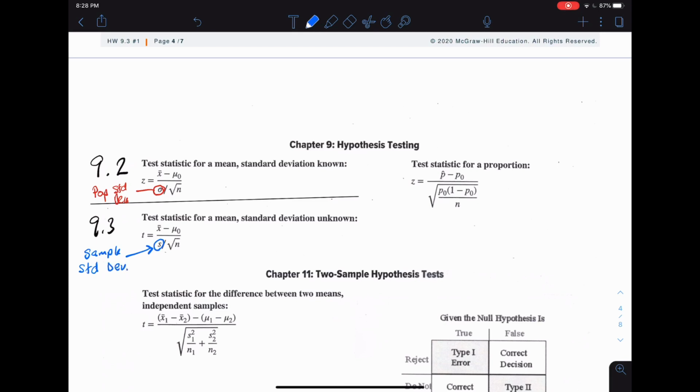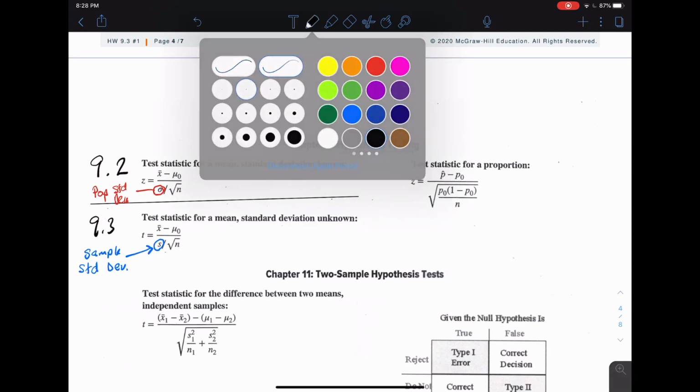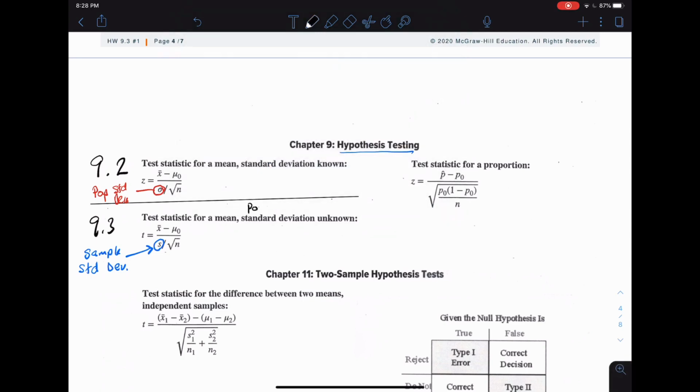Okay, so 9.3 is performing a hypothesis test when the population standard deviation is unknown. And if the population standard deviation is unknown, we can use the sample standard deviation. And that's the big difference between the two.